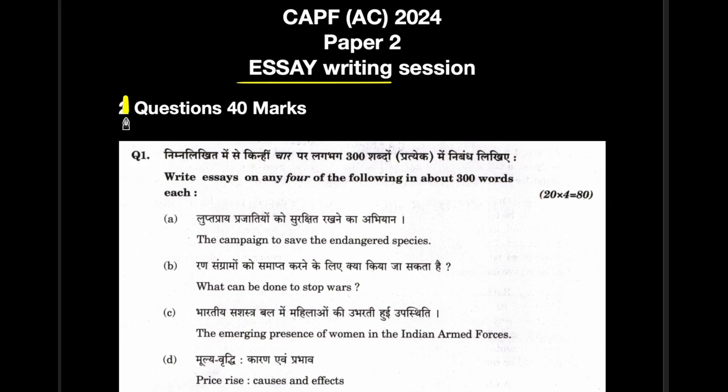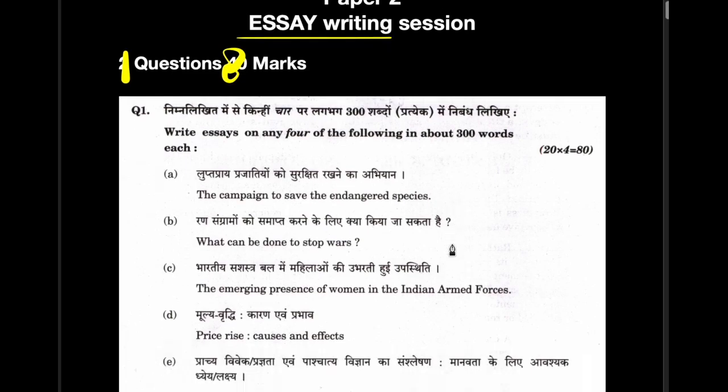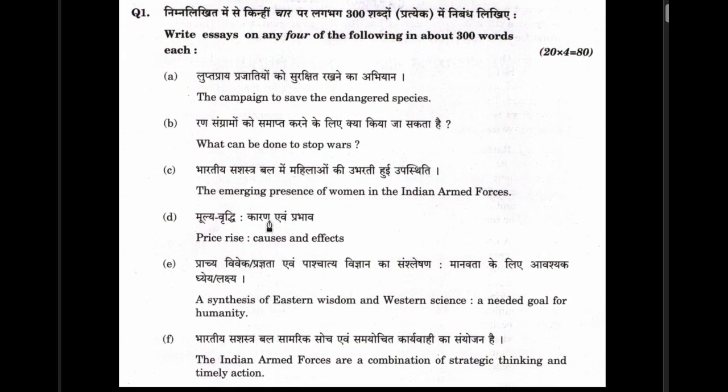I'll start. There is 1 question of 80 marks, so you have 80 marks over here. As I am showing a screenshot, this is the official question paper which came. Write essays on any 4 of the following in about 300 words. We'll discuss the paging and everything, but 300, okay? And you have to choose 4, so 80 marks.